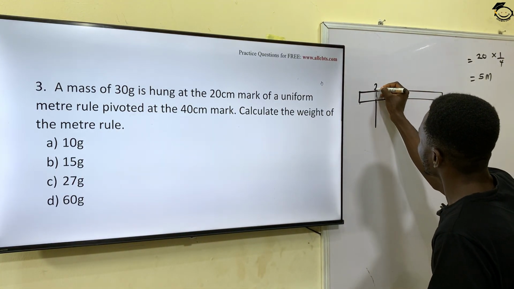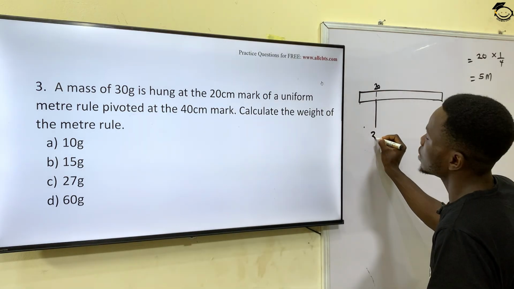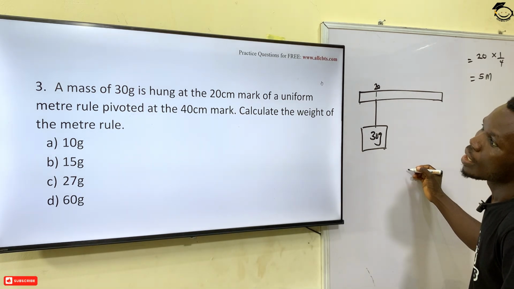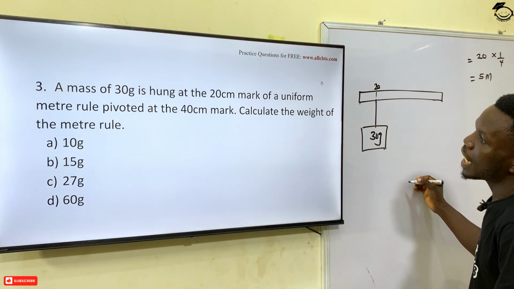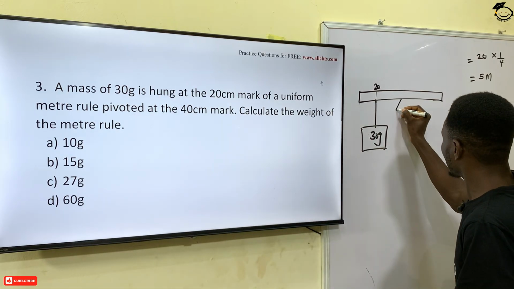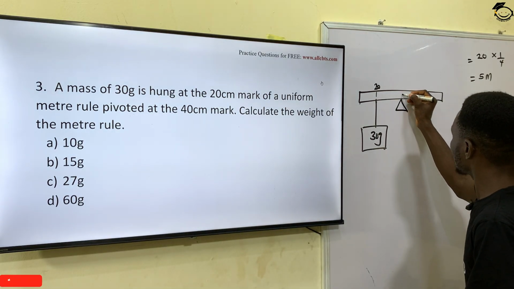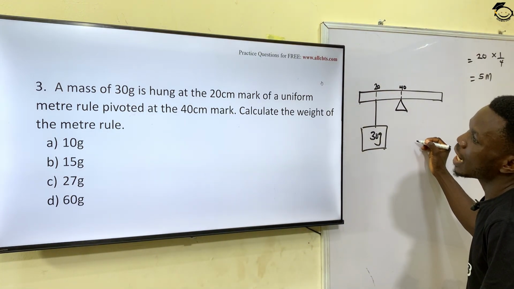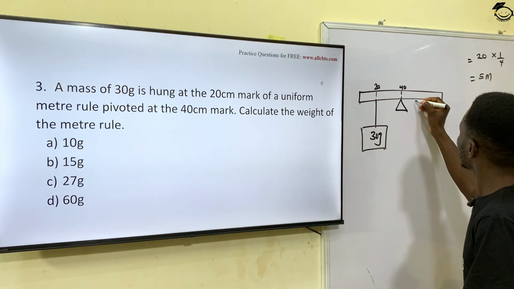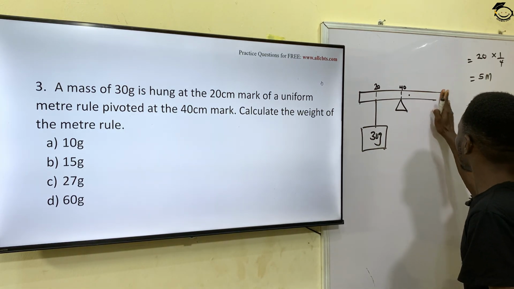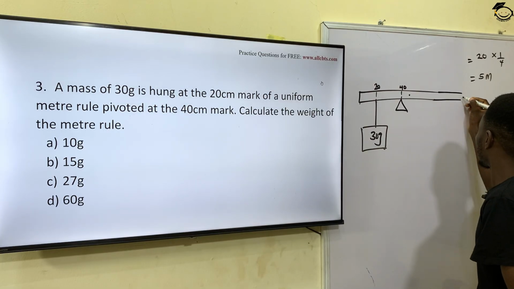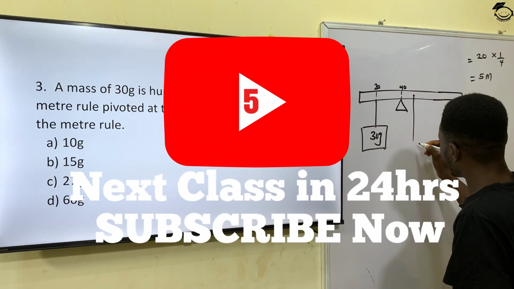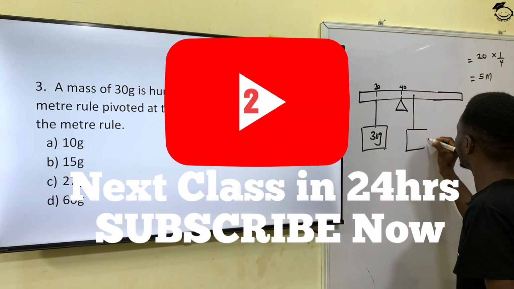So this point here is 20, and the mass is 30 grams. Okay, of a uniform meter rule pivoted at the 40 centimeter mark. So the pivot is at the 40 centimeter mark. This point here is 40. Then the question is, calculate the weight of the meter rule. The weight of the meter rule should be at the center of gravity of the meter rule. The weight of any uniform object is at the center of gravity. So this is the weight of the meter rule.